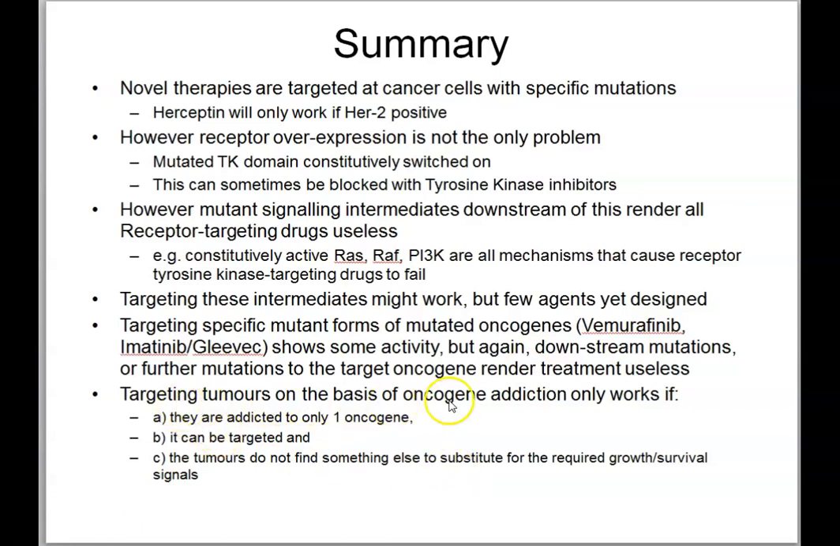So to summarise, targeting tumours on the basis of oncogene addiction only works if they're addicted to a single oncogene, which is sometimes the case. It can be targeted, which is sometimes the case, and that tumours do not find some way around it. And any cancer that's got a very high mutation rate, such as melanoma, inevitably finds a way around a targeted therapy. We know that melanomas have a very high mutation rate, sometimes due to ApoBec, which we'll cover in a different lecture. But treatment with drugs like vemurafenib are certainly not a cure. They will knock back the tumour for a period of months, maybe a little bit longer, but inevitably mutations arise and the patients relapse from that therapy.